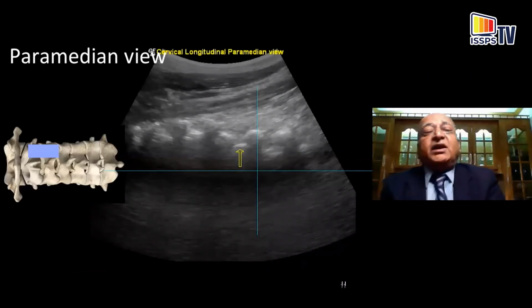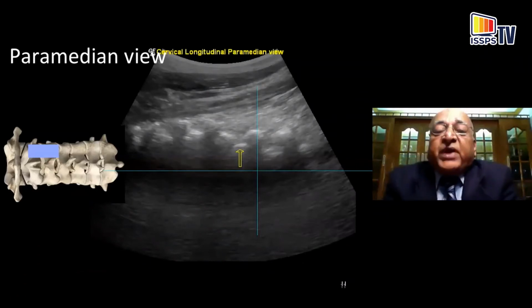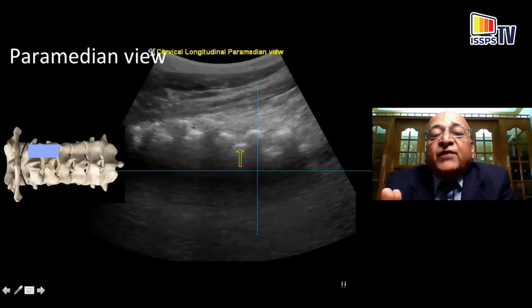When you move slightly to the lateral side, the paramedian view, you have different types of structures that you're going to see. Most of them will depend on how the cervical spine is rotated. You can see some articular pillars. You can also see the lamina. Depending on how big the patient is, you can also see the epidural space or interlaminar space.